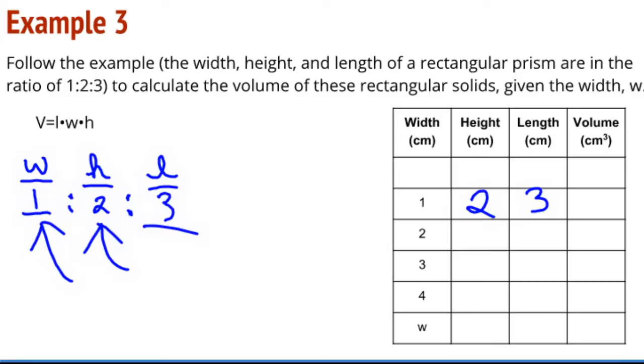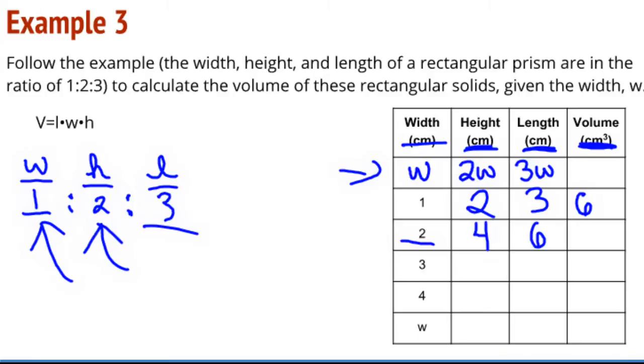And the volume, we multiply them together. 1 times 2 times 3 gives us 6. And we've already put a label here that it will be cubic centimeters, so we don't need to add all of that here. I added an extra row to my table because I'm going to represent it as the width, and the height is going to be 2 times the width, and the length is going to be 3 times the width. All right, so if the width is 2, the height is double that, it would be 4, and the length is triple that, it would be 6. Multiply together, I've got 8 times 6, which gives me 48.